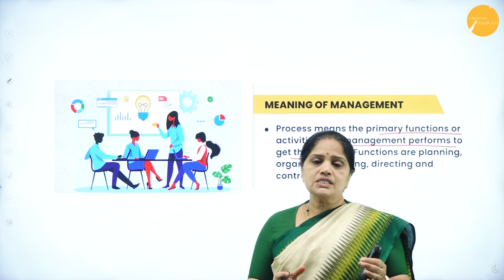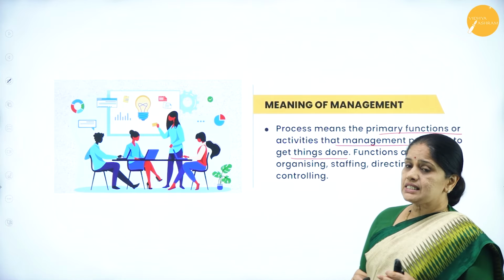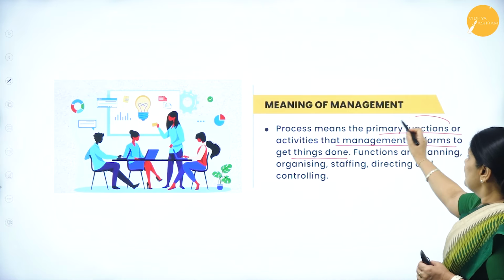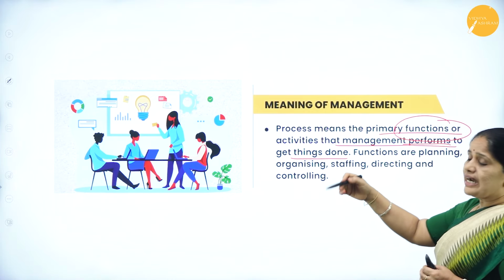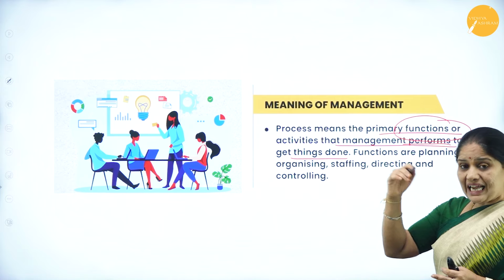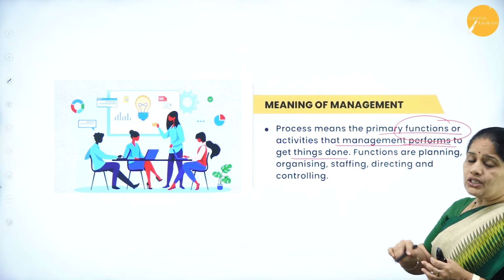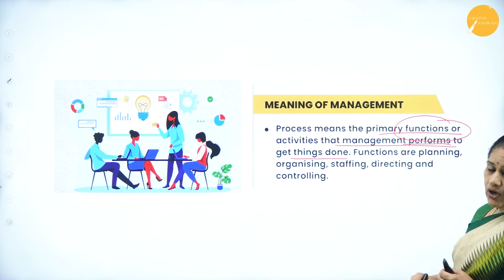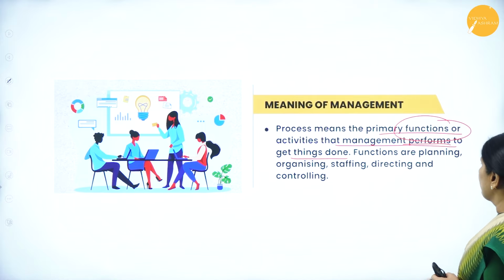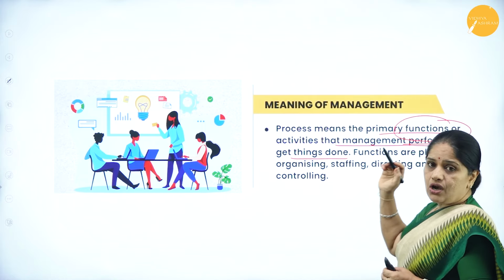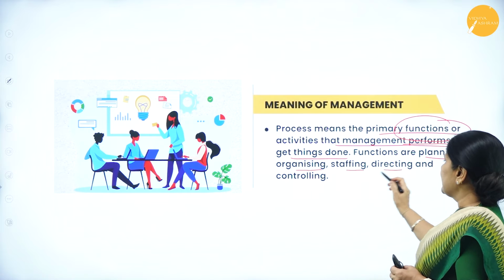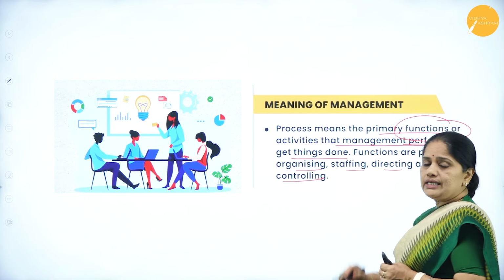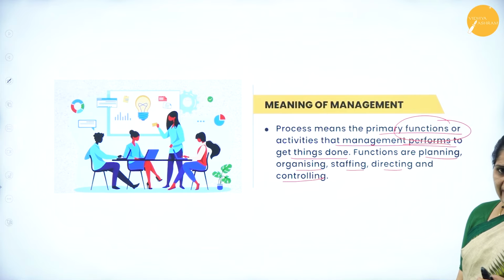In the process of management, we will be looking at the various functions or activities that management performs to get the things done. In order to make others do the job, what are those activities which will be involved? So various functions of management are planning, organizing, staffing, directing and controlling. So these are the major functions of management.